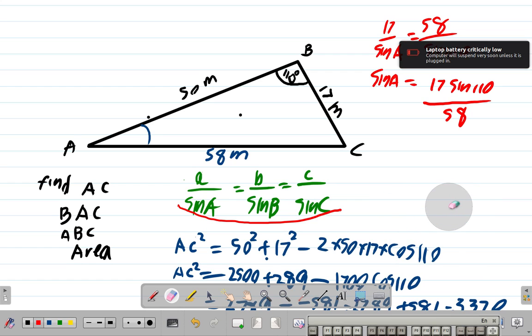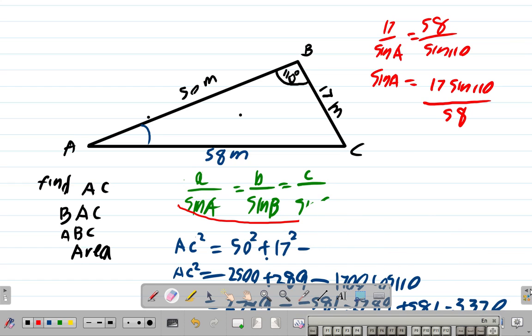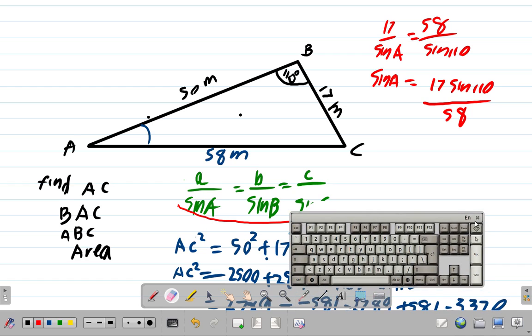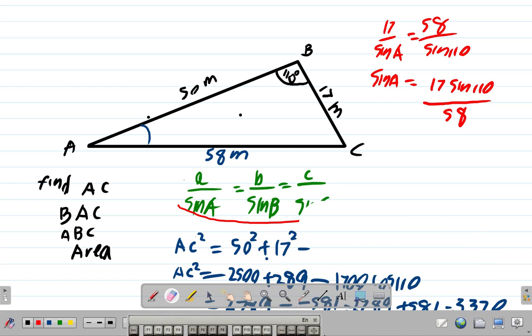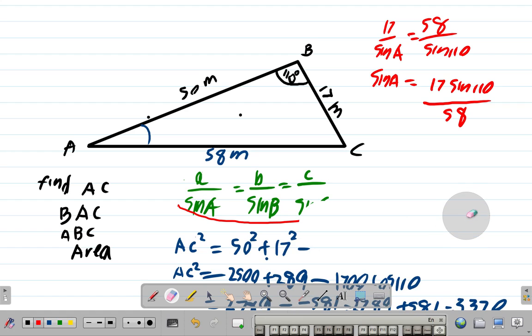Low battery. Let me pause and plug in my charger. Alright, my charger is plugged in. Can continue.